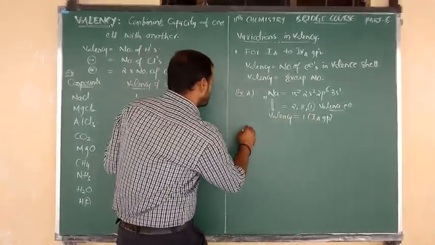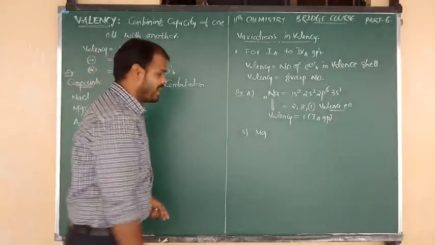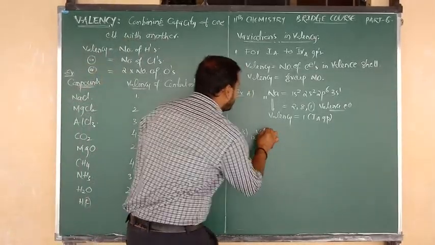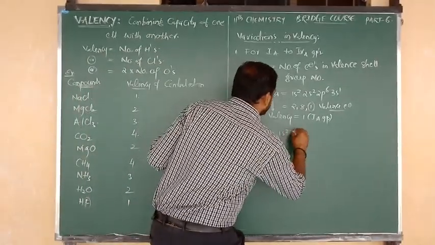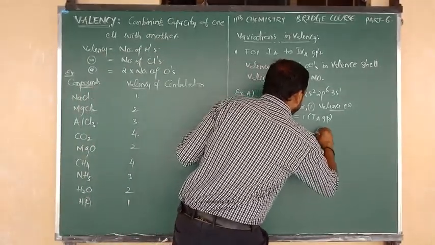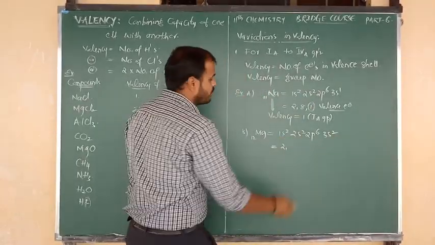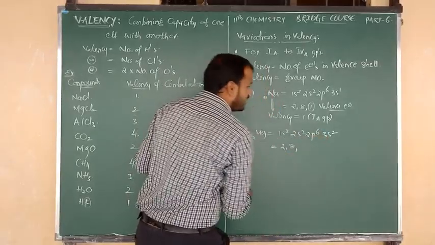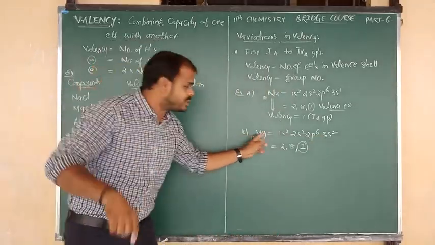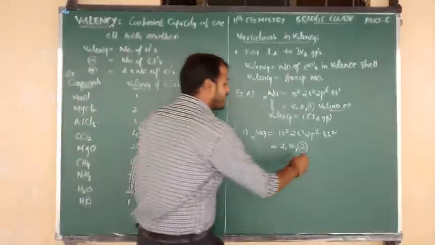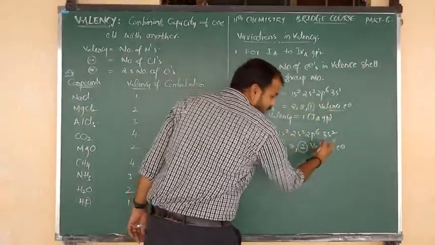Another example: magnesium. The symbol of magnesium is Mg, and its atomic number is 12. Its electronic configuration is 1s2, 2s2, 2p6 and 3s2. The first orbit contains 2, then 2s2 2p6 gives a total of 8, and the last, 3s2, contains 2 electrons. So in magnesium the outermost orbit, the valence shell, contains 2 valence electrons.